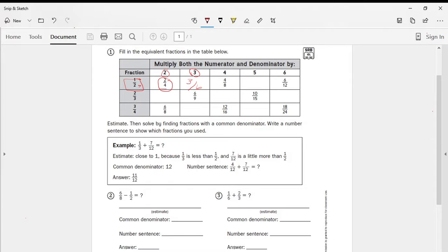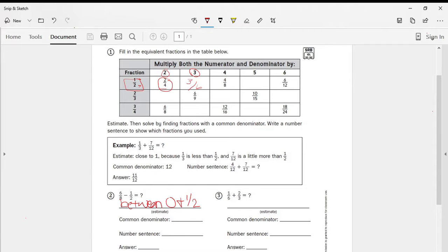If I have a number that's close to 1 and I'm subtracting 1/2 from that, my answer is simply going to be between 0 and 1/2. And that's okay to make an estimate like that at this point in the unit.